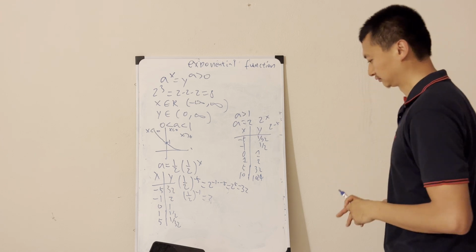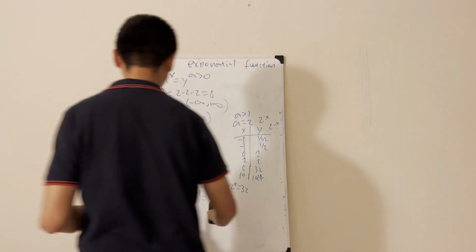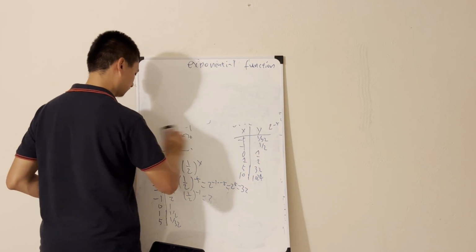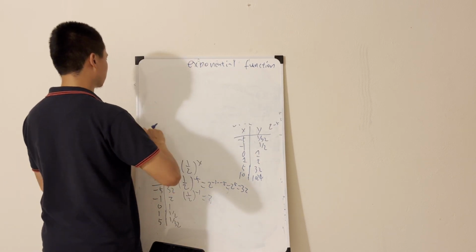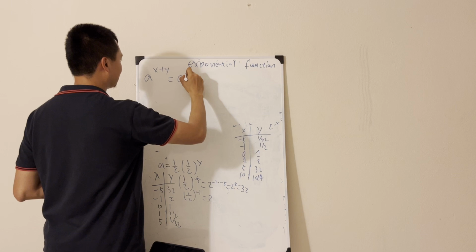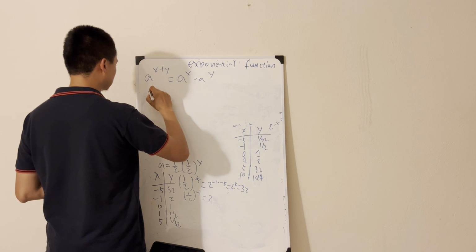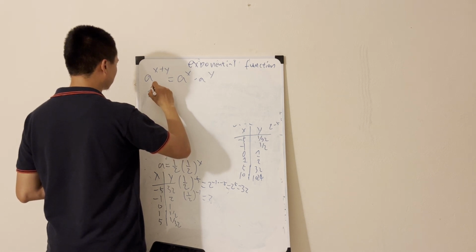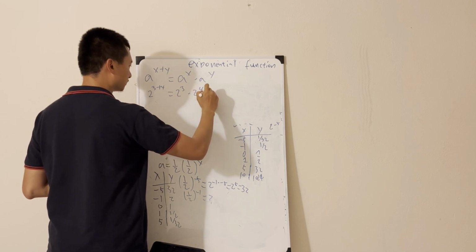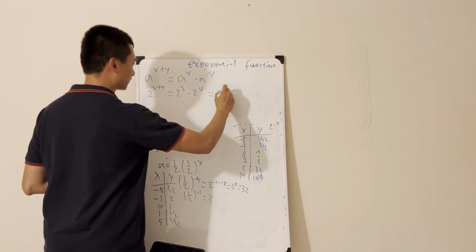Now let's talk about the properties of a to the x. So the first property is a to the x plus y power. That's the same thing as a to the x times a to the y. Let's look at an example. 2 to the 3 plus 4 power. Okay, that's the same thing as 2 to the third times 2 to the fourth. Well, that's the same thing as 2 to the seventh.